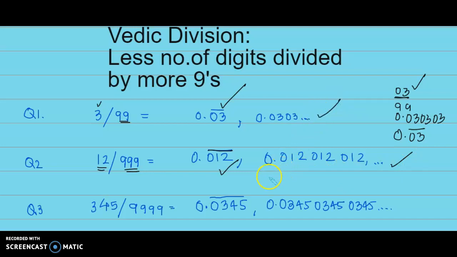Here also a recurring decimal, and the same situation is there in question number 3. We have 3 digits in the numerator whereas 4 digits in the denominator. So we just need to add 1 extra digit in the numerator so as to make it equal to the number of digits in the denominator. So 0.0345 bar or 0.0345 0345 0345 and so on.